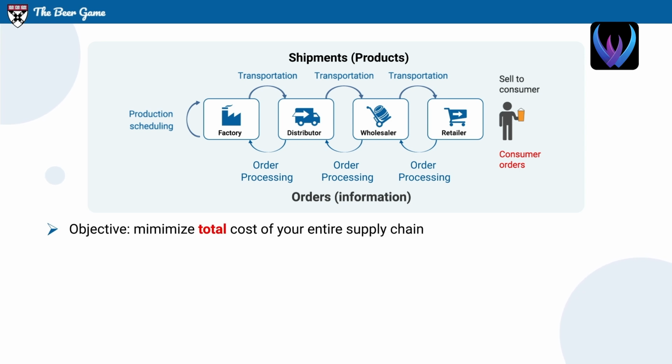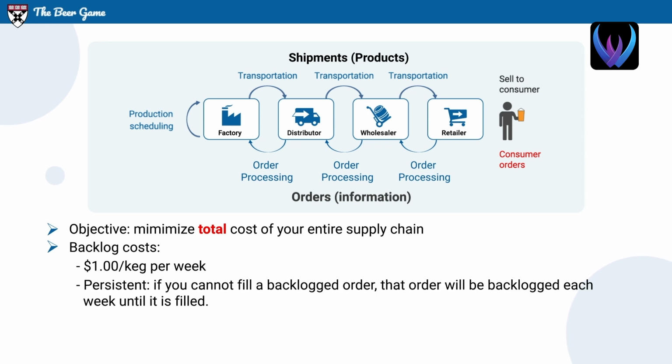Your objective is to minimize total cost of your entire supply chain. In each week, you can incur a backlog cost or an inventory holding cost. A backlog cost refers to your cost of not fulfilling the demand that week and is $1 for each keg of beer that is backlogged at the end of each week. Your backlog cost is persistent because orders cannot be cancelled. Thus, if you cannot fill an order in a given week, it will be backlogged each week until you fulfill it. If you have more beer in inventory than is being demanded, you will incur an inventory holding cost of 50 cents for each keg of beer that remains in your inventory at the end of each week.